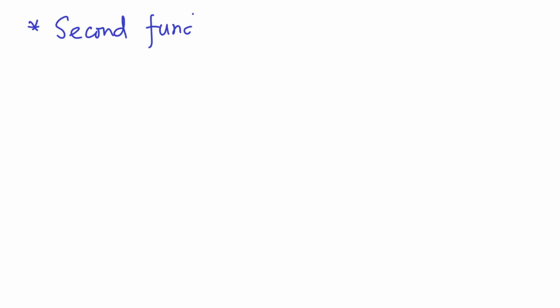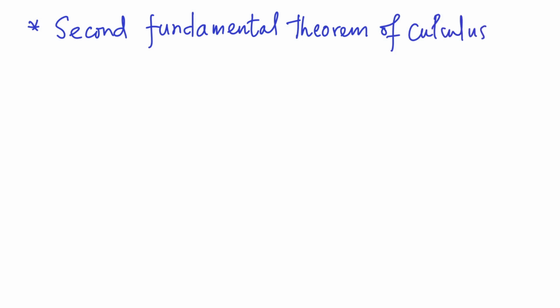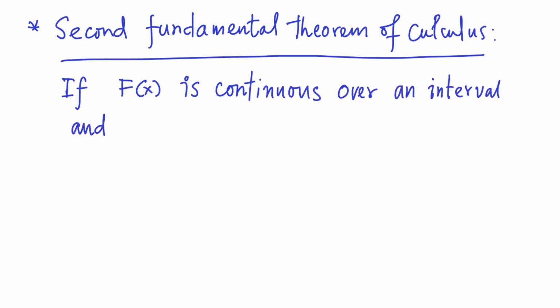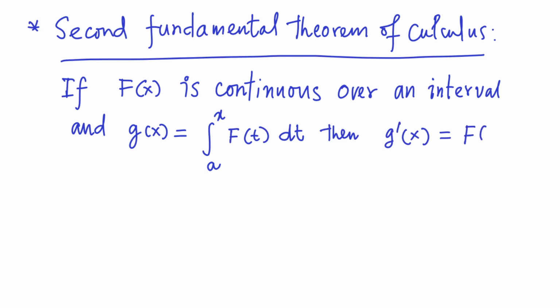Using the statement of the first fundamental theorem of calculus, we can easily establish the so-called second fundamental theorem of calculus. The second fundamental theorem of calculus states that if capital F of x is continuous over an interval and g of x is equal to a definite integral from a to x of F of t dt, then g prime of x is equal to capital F of x.